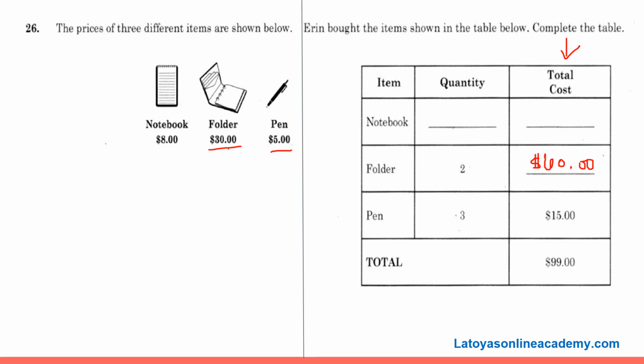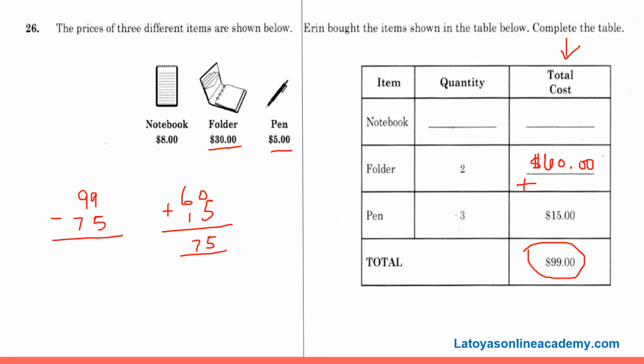Now, what we can do here is add and subtract. So we're going to add what we have. We have 60 and we have 15. And when we add this, we're going to get a total of $75 so far. But it told us the total amount of money spent was 99. So what we can do is subtract 75 from 99. 9 take away 5 is 4. And 9 take away 7 is 2. Right? So the remaining cost here is $24.